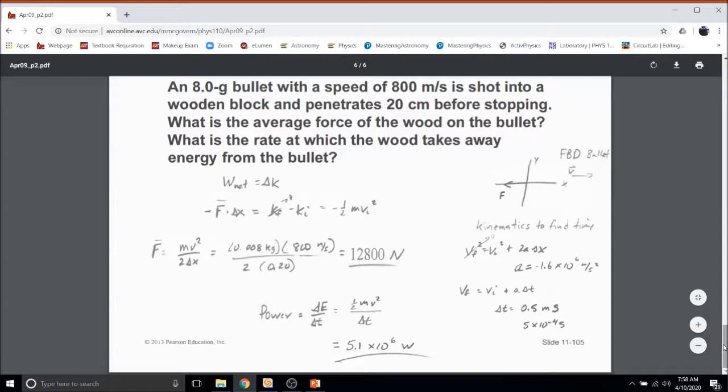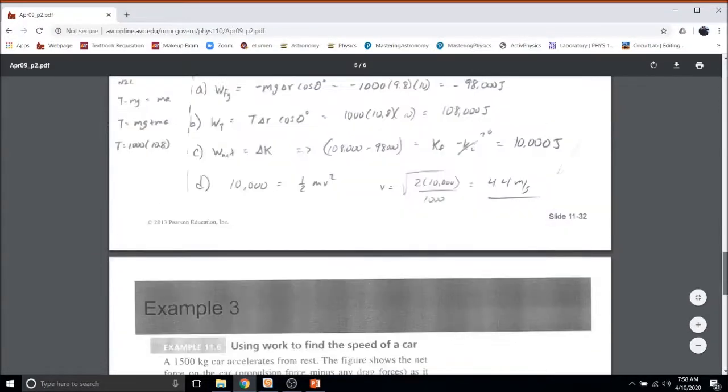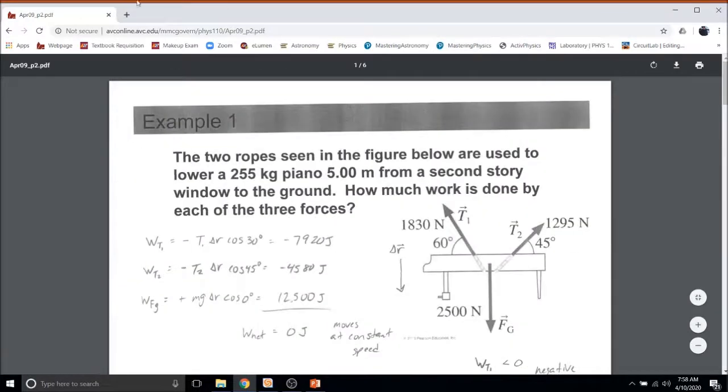So I'm using the 5 times 10 to the minus 4 seconds in my expression for power, and I end up with 5.1 times 10 to the 6 watts. So it seems like a ton of power, right? It's 5 megawatts. But it's applied in a half millisecond, so that's okay. You can apparently make a megawatt generator if you just have a machine gun firing into a block of wood, but you'd probably run out of bullets before you get anywhere with that.